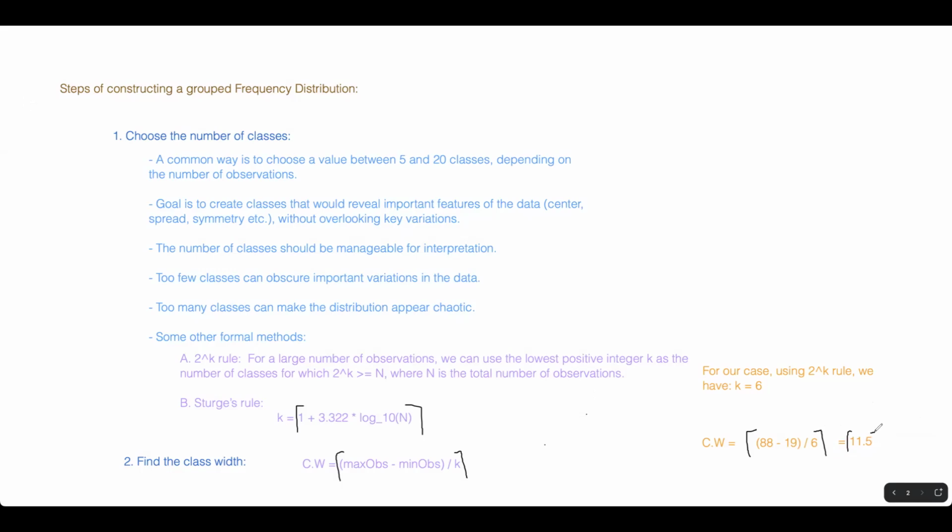So this will be equal to 12. Yeah? All right. So the next step would be starting with the smallest value in the sample.